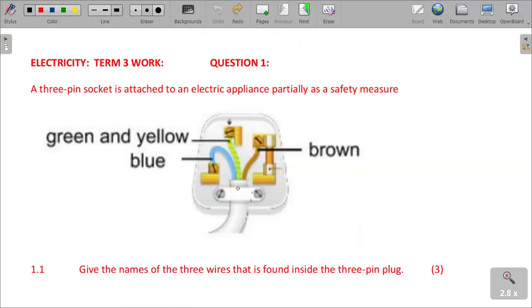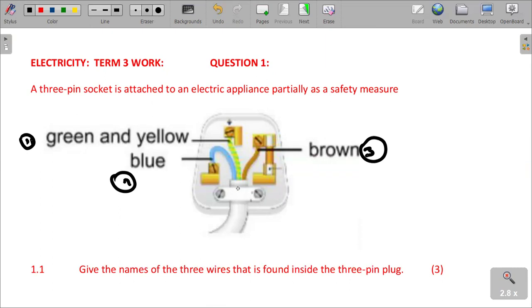So this is it. We have got a green and yellow cable, we have got blue, so we have got cable one here, we have got two, we have got three. So it is a three-pin socket connected to an electrical appliance.